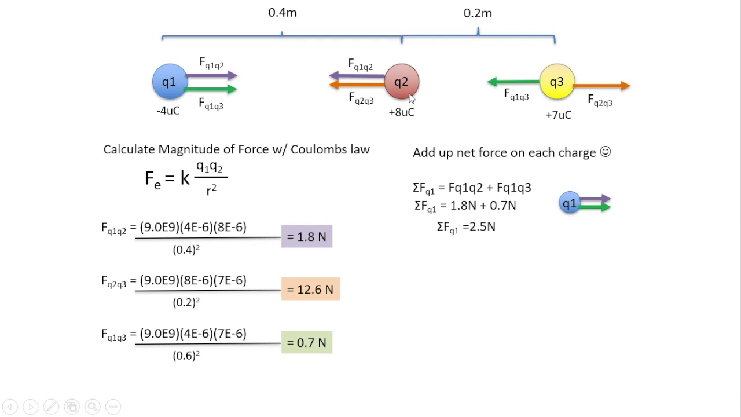Now let's look at Q2. Both of these forces point to the left, and we know in physics the left is considered negative, so we're going to subtract those two together. That's going to give us a net force of -14.4 newtons.